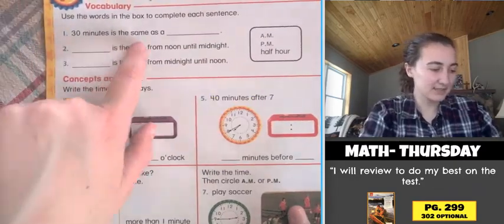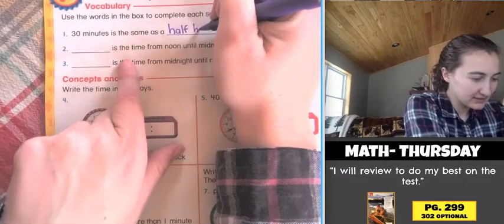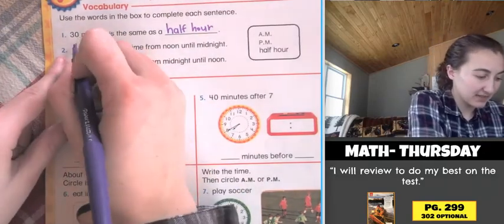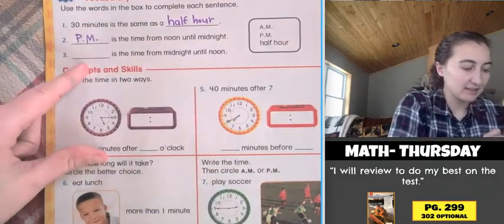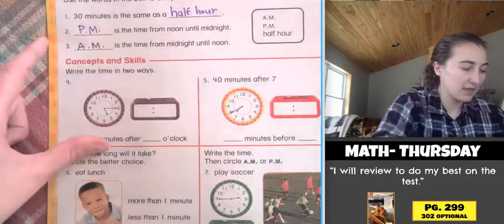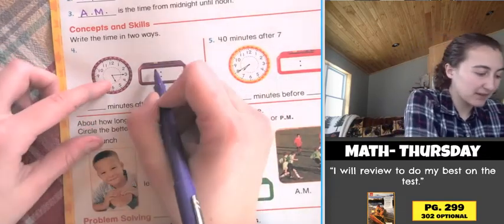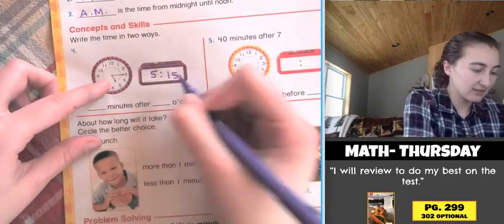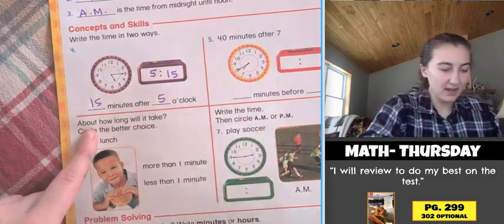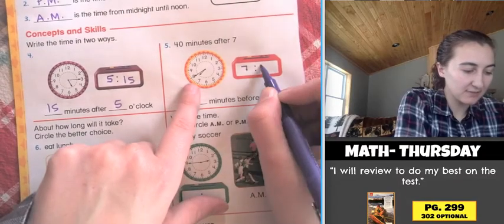30 minutes is the same as a half hour. Blank is the time from noon until midnight. That is PM. And the time from midnight until noon is AM. Write the time in two different ways. This time is showing me 5:15. That's 15 minutes after 5 o'clock. This time here is showing me 7:40.